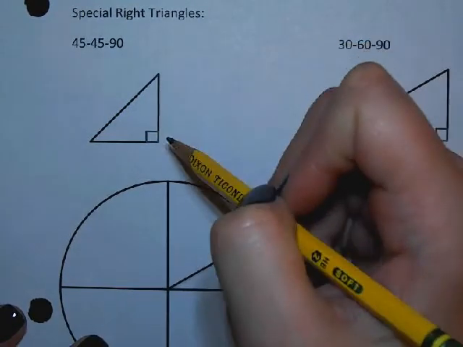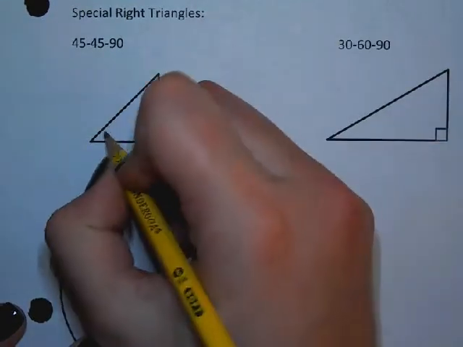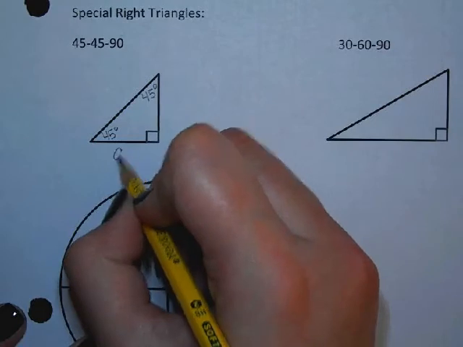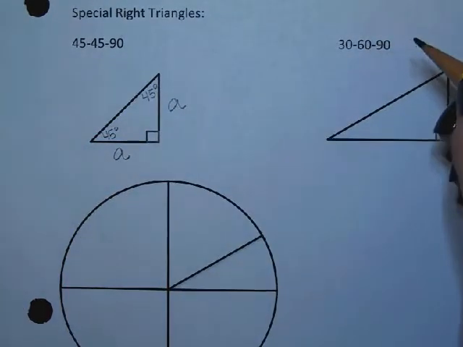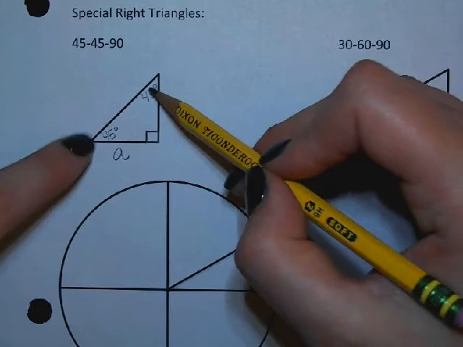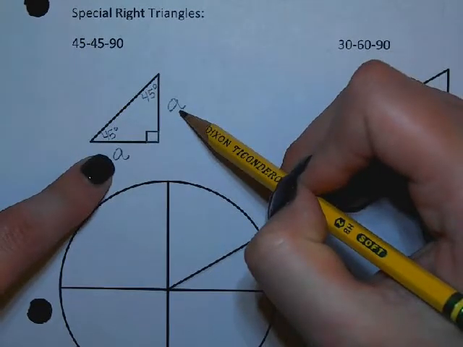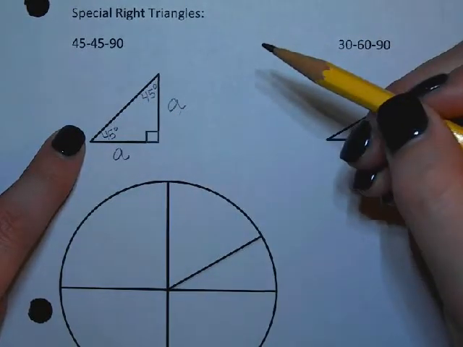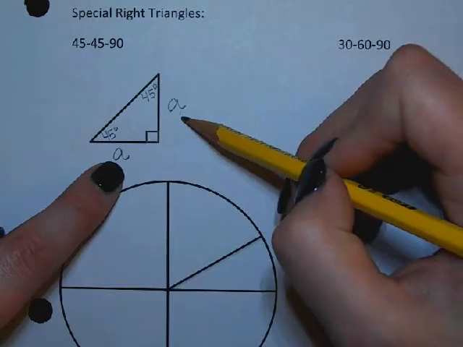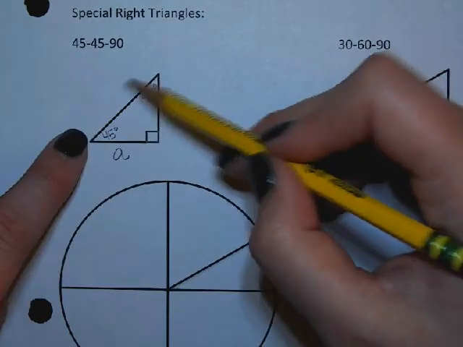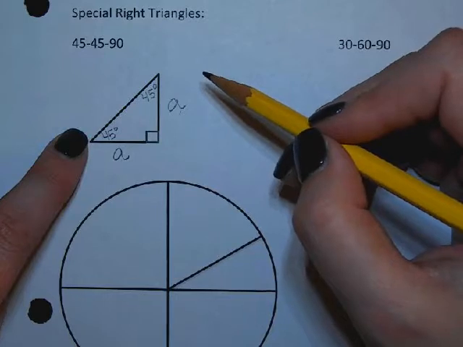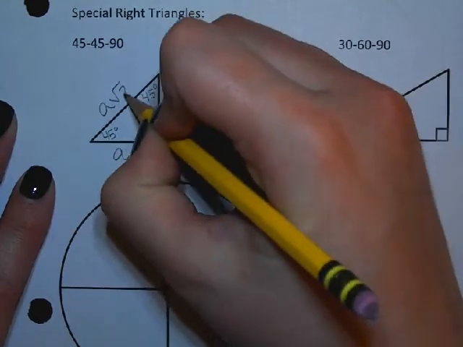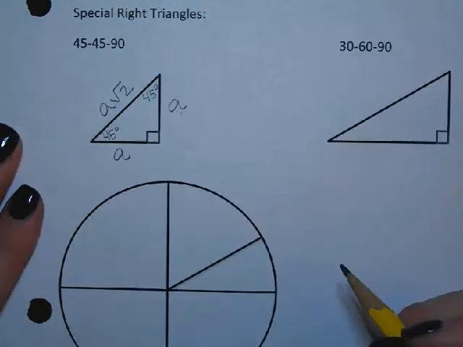All right. So this is a special right triangle. It's a 45, 45, 90. This is labeled as A, and this is labeled as A. It's an isosceles triangle, which means that if the two base angles are the same, then the legs, or the sides, are the same. Does anyone remember what the third side is? It's got a special little trick to it. It's A times the square root of 2.